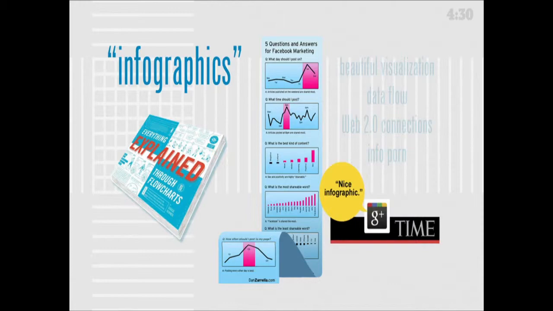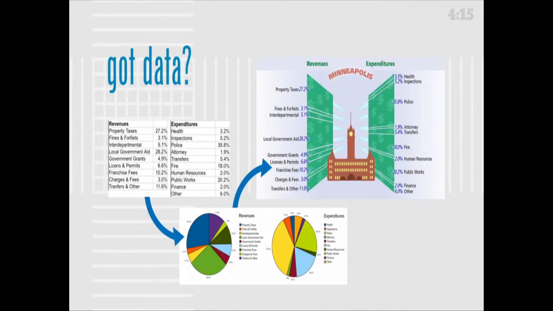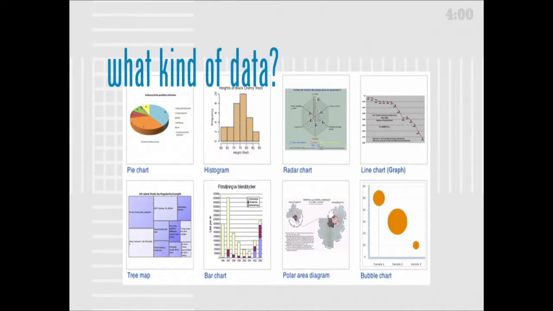Basic infographics start with numbers. Will your client, while multitasking, get anything out of a table full of numbers or even an Excel chart? Let's provide context at a glance. What kind of chart best suits our data? Got percentages? Pie chart or tree map. Change over time? A graph. Categories? Bar charts or radar charts, polar and bubble charts.